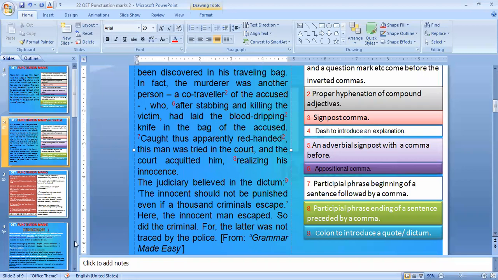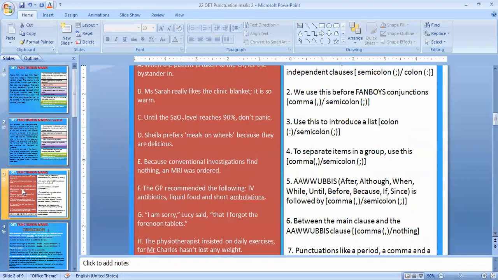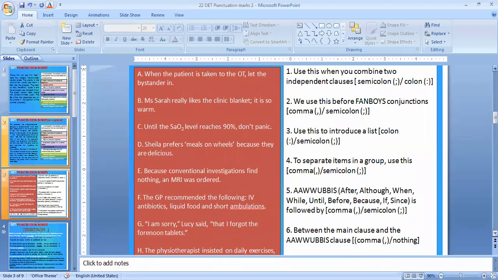All right, so we come to the crux of the matter next. These are OET sentences. Let's take the first example. Please read number A. When the patient is taken to the OT, let the bystander in. Very good. Do you find a comma, or a punctuation mark? Comma. Where is it? After OT.